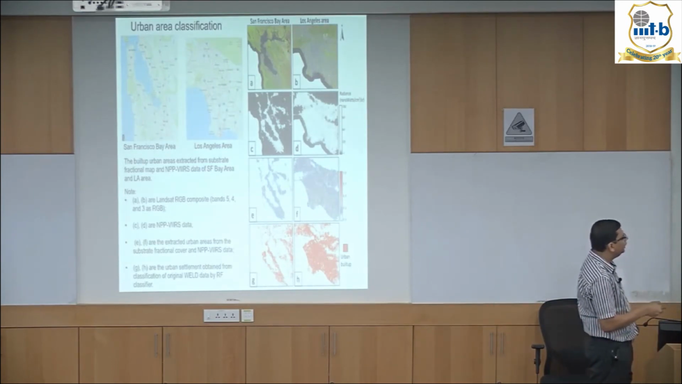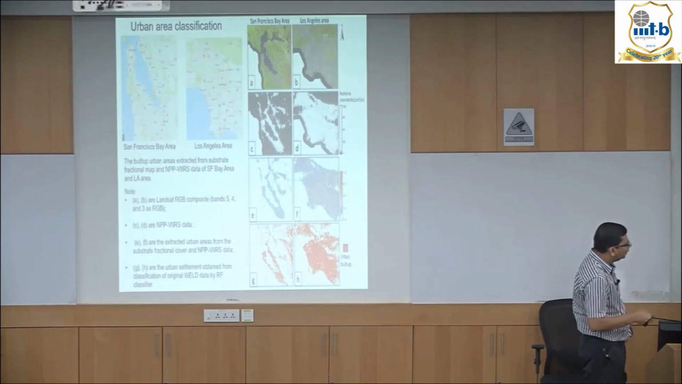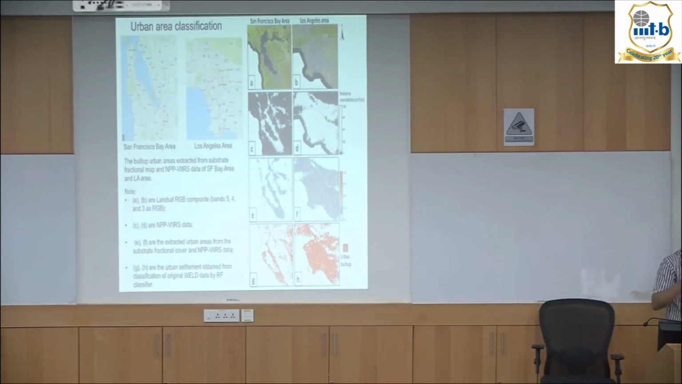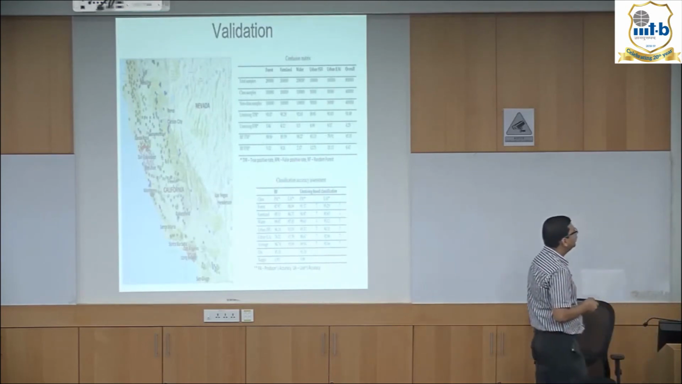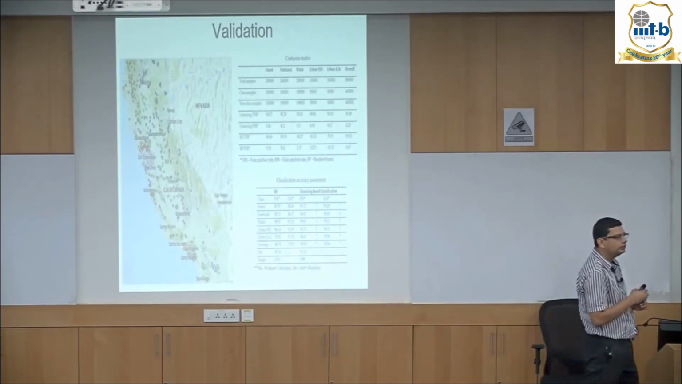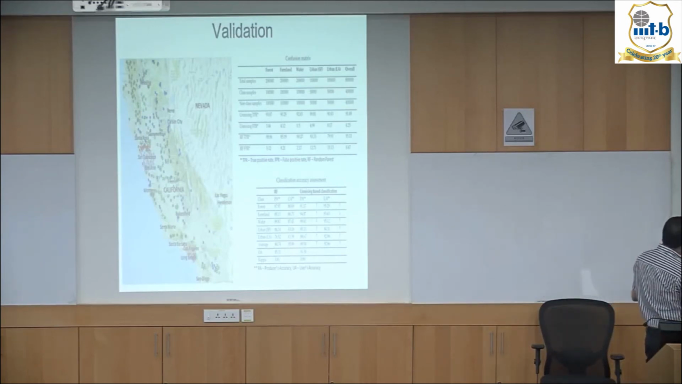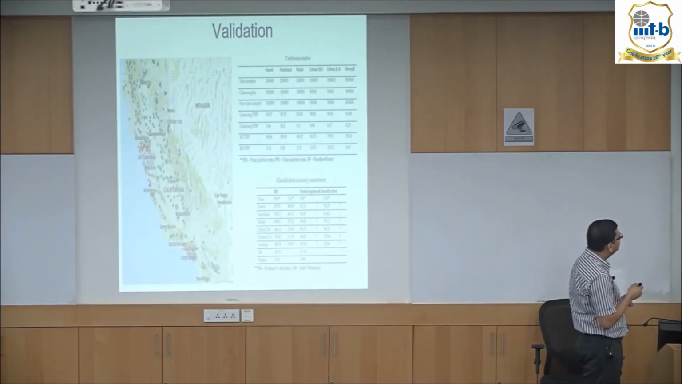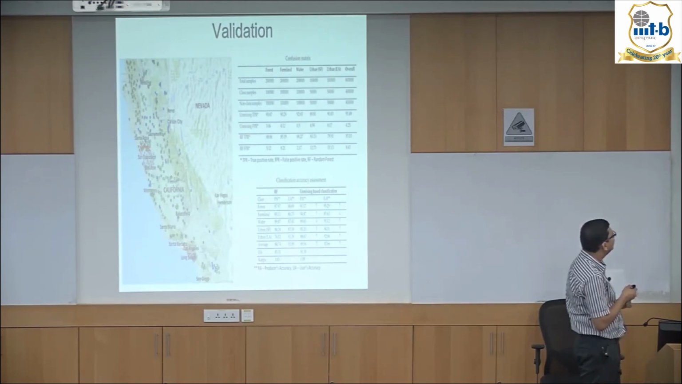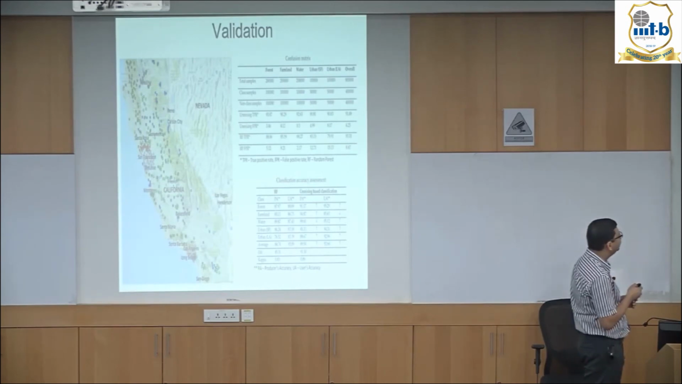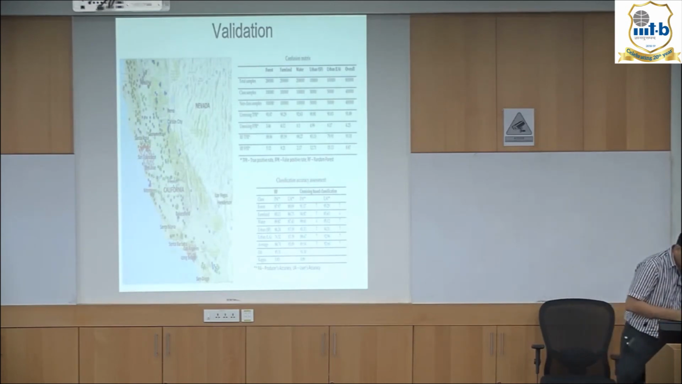So this is the San Francisco Bay Area, this is the Greater Los Angeles area, and this output is what you get if you do not use anything but just the image, the training data and the random forest. Validation was done across the state by taking 100 samples spread over the northern to southern part of the state, with separate samples for forest, for farmland, for water as blue dots, and for built up area or the cities as the red dots. This was analyzed using a confusion matrix, to get the producer's, user's and overall accuracy.